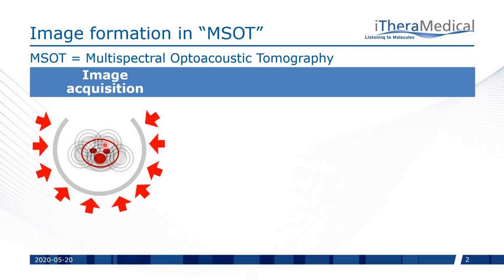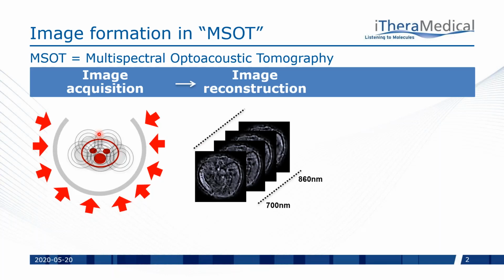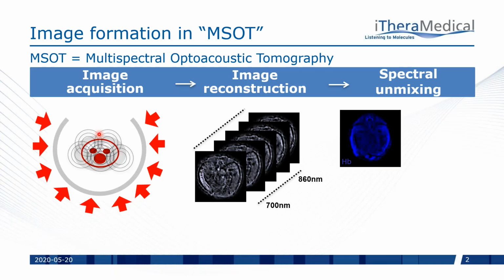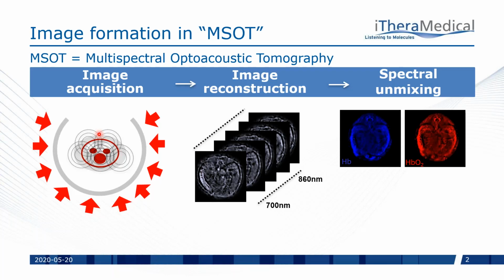Photons from this pulse are scattered and absorbed as they transmit through the tissue, and when absorbed, this causes the generation of an ultrasound pulse, which is detected and reconstructed into an image by the system. Now, by altering the wavelength of light used, it's possible to identify specific absorbers in the animal and visualize the distribution at high resolution in deep tissue of those absorbers. For example, here we're looking at hemoglobin, oxyhemoglobin, and IR dye.